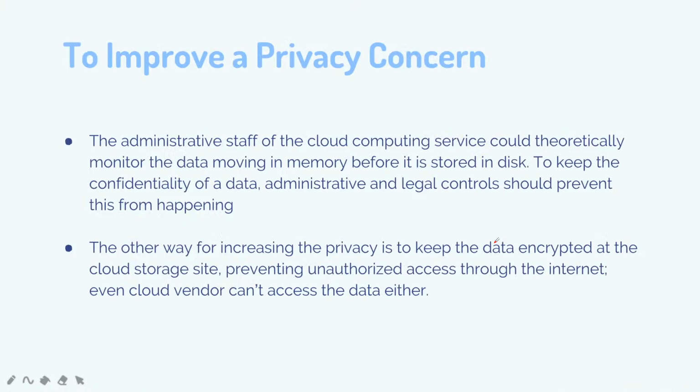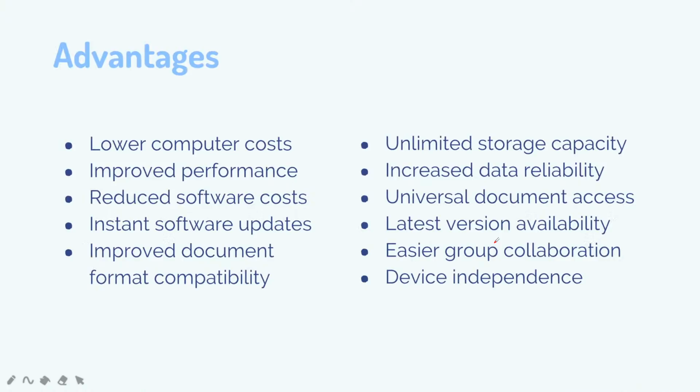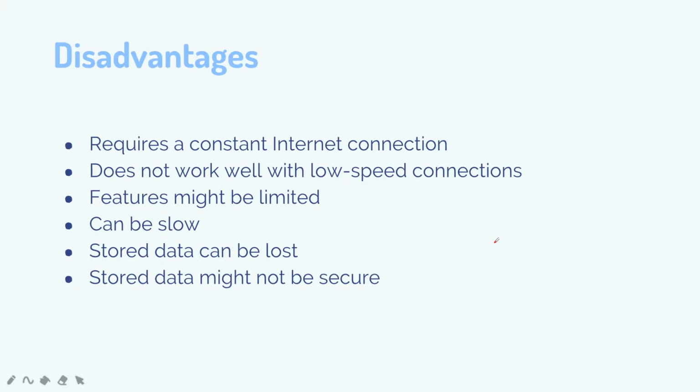Okay, then privacy concerns. We will see what the advantages and disadvantages are. Privacy concerns include lower computer cost and improved performance, reduced cost. So these are the advantages: device independence and easier group collaboration. But the disadvantages of privacy concerns are that stored data can be lost. Sometimes it will be lost, sometimes it will not be secure, and it will be slow. We need a data connection at all times, and its features might be limited. Now they are giving a 15 GB offer on Gmail accounts nowadays, but in future it will be reduced. So these are some of the disadvantages.